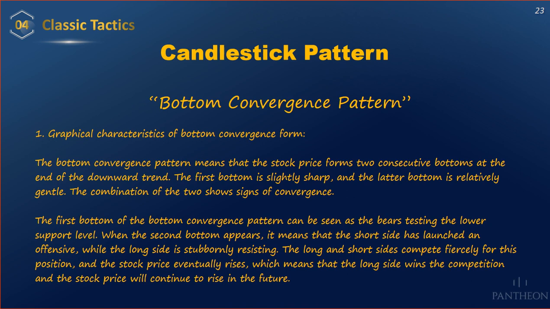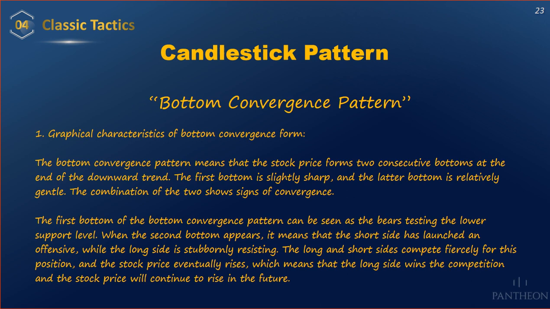Next we'll be talking about another pattern called the bottom convergence pattern. First, let's look at the characteristics of this bottom convergence pattern. Bottom convergence refers to the continuous formation of two bottoms at the end of a downtrend. The first bottom is slightly sharp, while the subsequent bottom is relatively flat, and the combination of the two forms a convergent pattern.